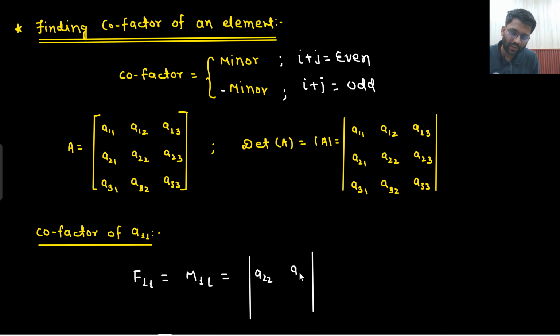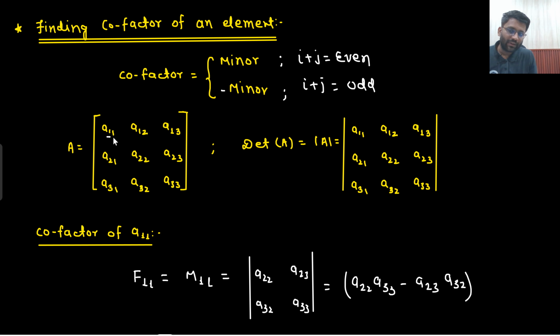A22, A23, A32, A33. So what will I be getting? A22, A33 minus A23, A32. This is the answer I will be getting. Then I will see what the value of i plus j is here. 1 plus 1. 1 plus 1 is 2.